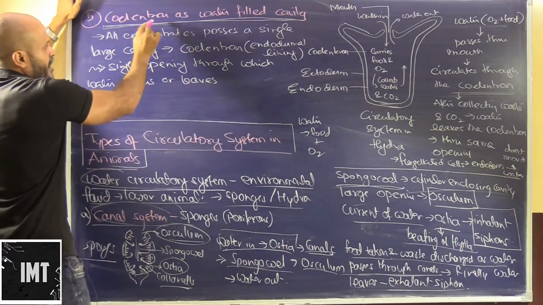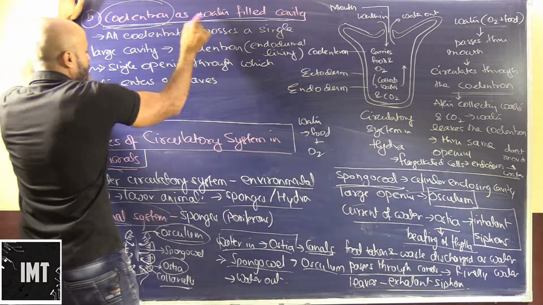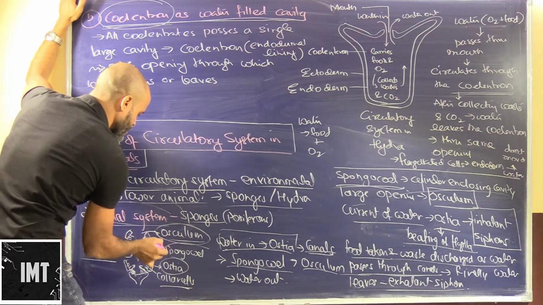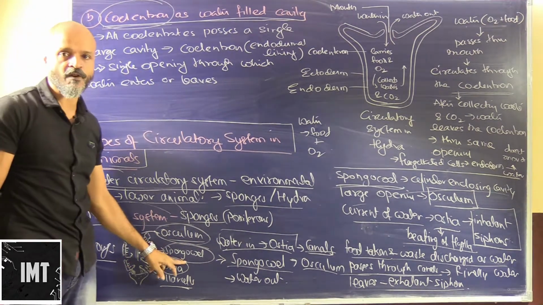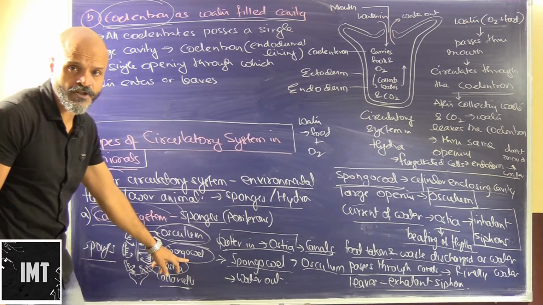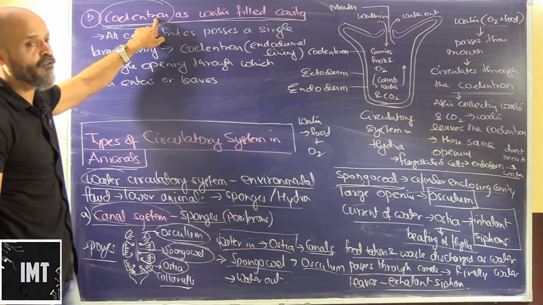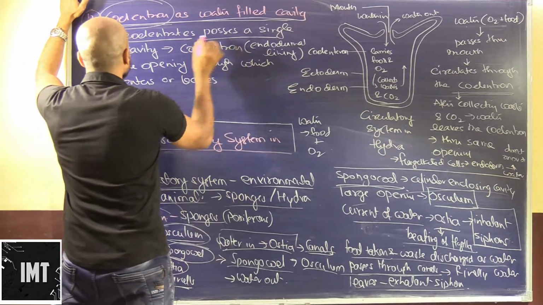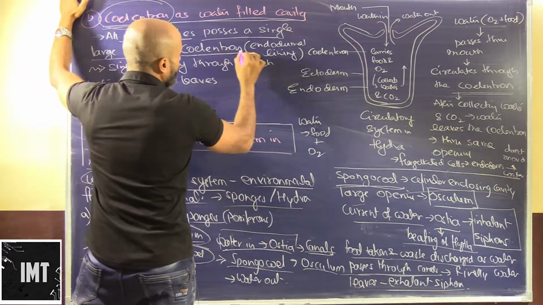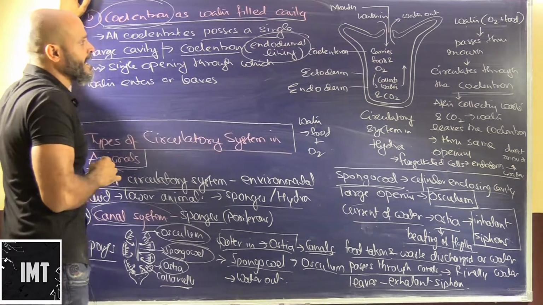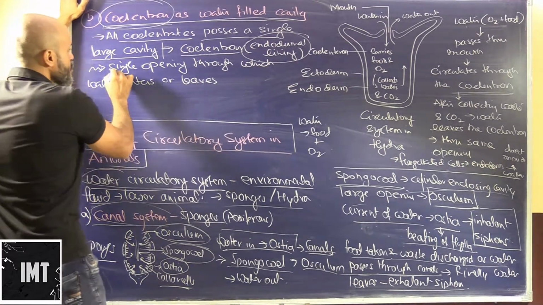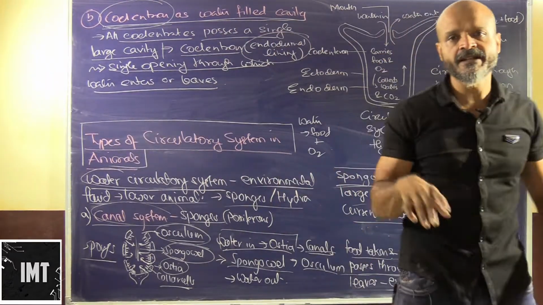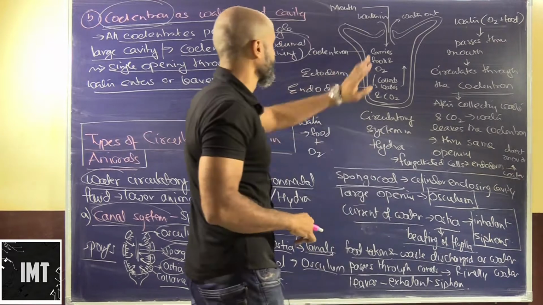And here we had sponges, wherein the spongiocele was the cavity in which the transfer of water and nutrients takes place. The spongiocele was the cavity here, and we have the coelenteron as the cavity here. Coelenterates possess a single large cavity called the coelenteron, which is lined by endodermal cells. There is a single opening through which water enters or leaves. So the entire amount of water enters and leaves through a single opening.